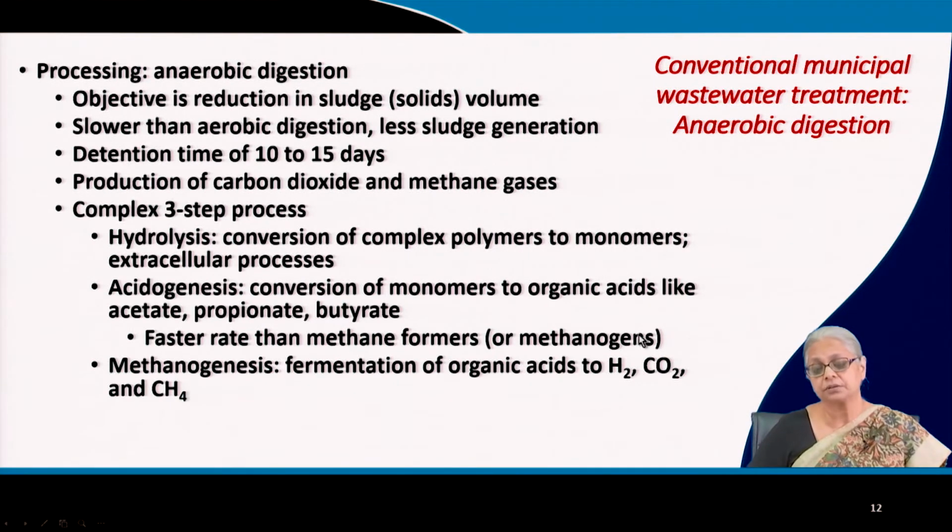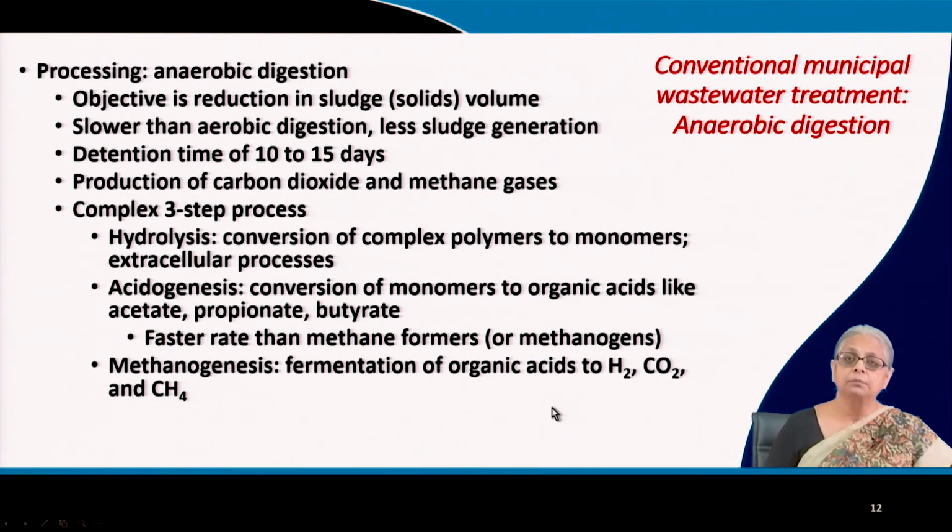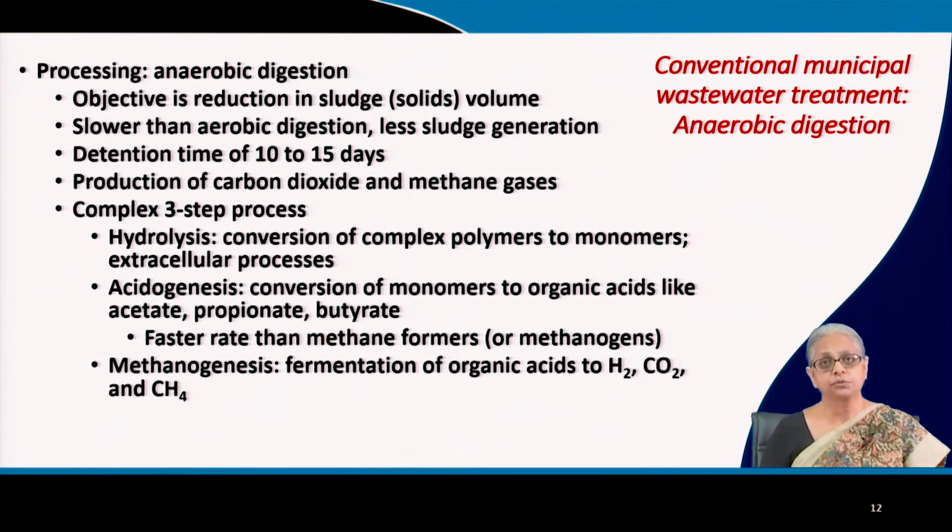So methanogenesis is our final step, where you get conversion of the organic acids to hydrogen, carbon dioxide, and methane. And this biogas, as you know, is a useful end product. If you get sufficient quantity of biogas, it can be separated. The two parts, CO2 and methane, can be separated. Methane is a fuel. CO2 has to be separated because it's a flame retardant. So methane can be separated and used as a fuel, and CO2 has to be removed.